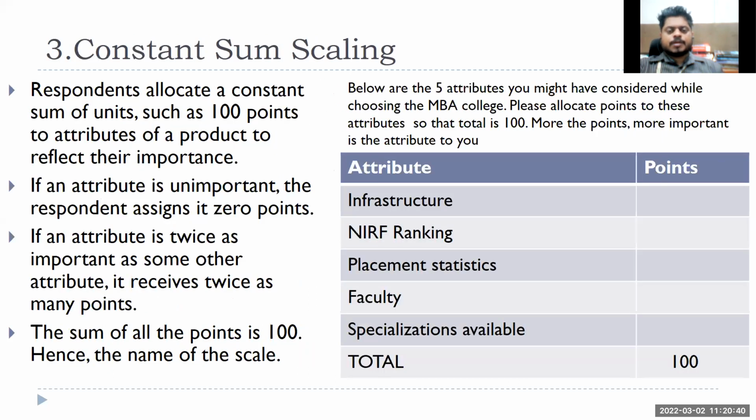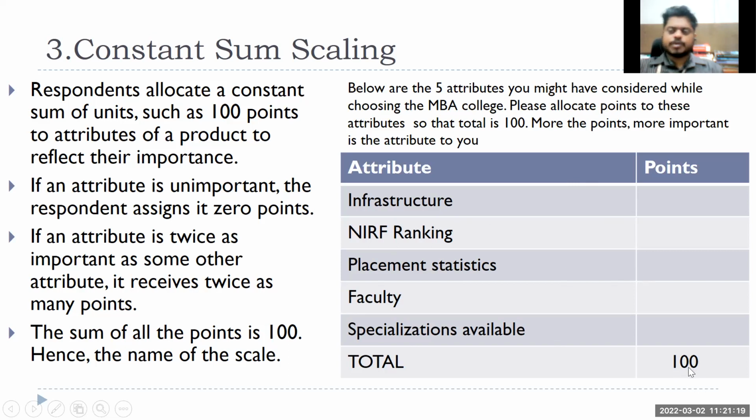Then, the other way around, let's say constant sum scaling. Think about it this way, as used earlier in market research. If I ask you, you have 100 points to give in total to the college where you are studying. When you choose an MBA college, on what basis do you choose it? Infrastructure, placement, faculty, specialization available, NIRF ranking: which is most important to you? But what I'm doing here is making the total constant. So the constant is 100.